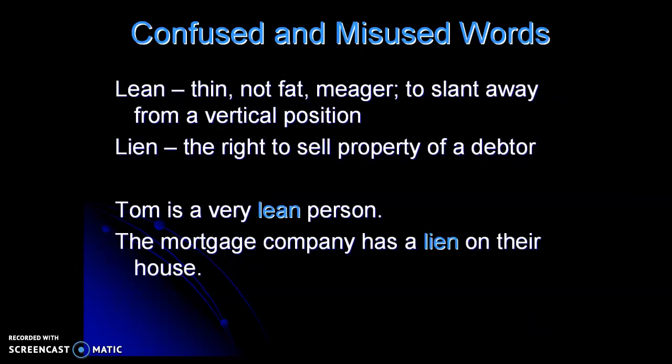Confused and misused words. Lean, L-E-A-N, that's thin, not fat, meager, or it could mean to slant away from something. Lien, L-I-E-N, is the right to sell property of a debtor. Tom is a very lean person. He's a very thin person. And the mortgage company has a lien on their house. That's the right to sell their house.